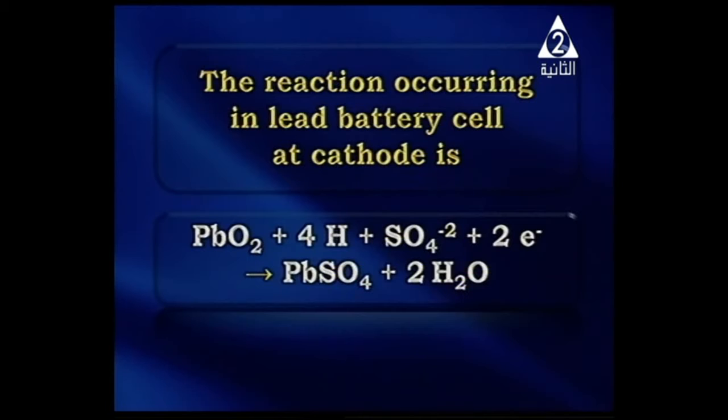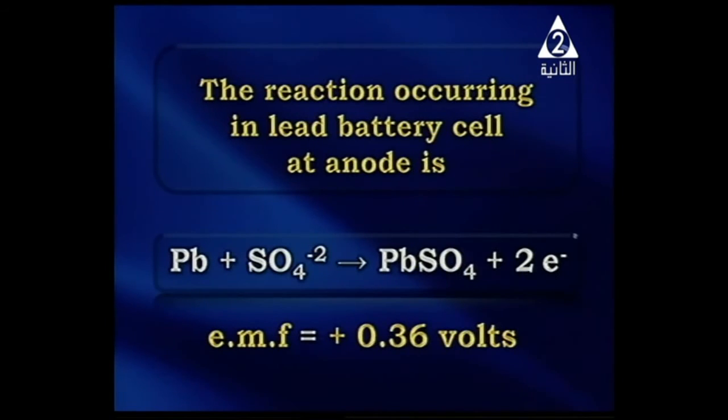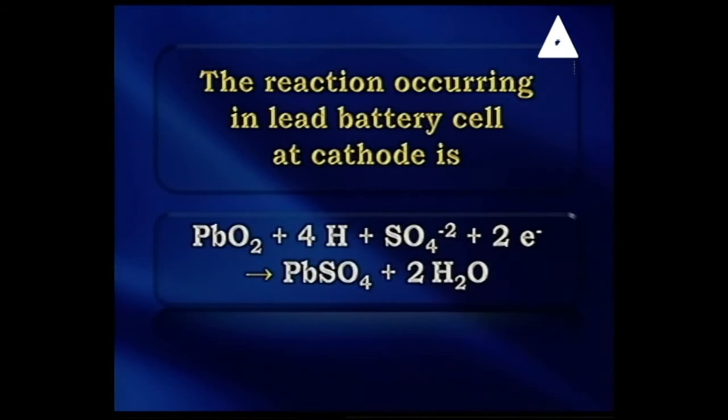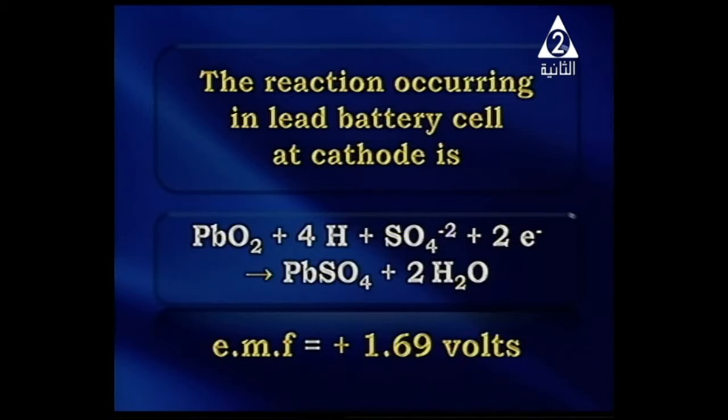So in this type of battery, at the anode we have PbSO4 that formed, and at the cathode we have PbSO4 that formed with water. So here the total EMF is equal to 1.69 by positive. The meaning of positive or negative is just the direction, okay?